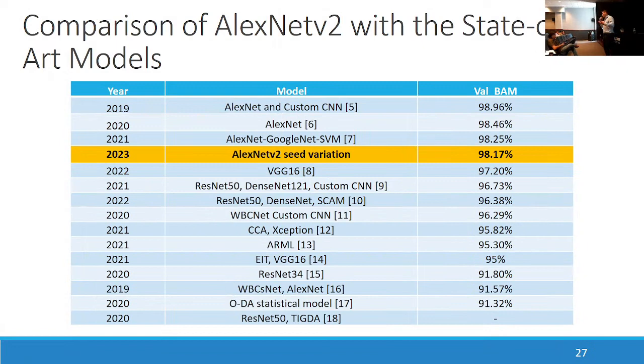Well, here we compare our model, the best one from seed variation, with the state-of-the-art models presented for classification. We need to say that this is not a direct comparison, because every one of these works was trained with a different dataset. But we can compare only the BAM metric. So we got 4th place regarding all of the works stated, but second considering that we use only one classification model for solving the task.